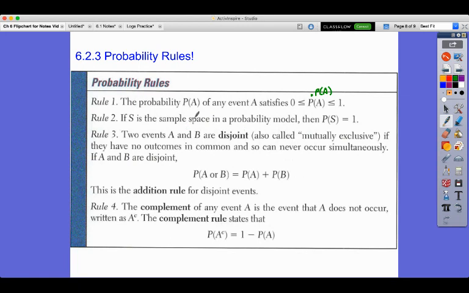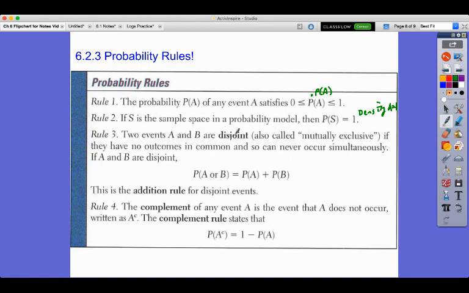The sample space in a probability model: if S is the sample space, the probability of the whole sample space is 1, right? If it's all possible outcomes, then you add up the probabilities of each of those outcomes. It had better add up to 100%. That's why a density curve works great, because a density curve has an area of 1, okay? And the area under the curve is the probability associated with it, okay?